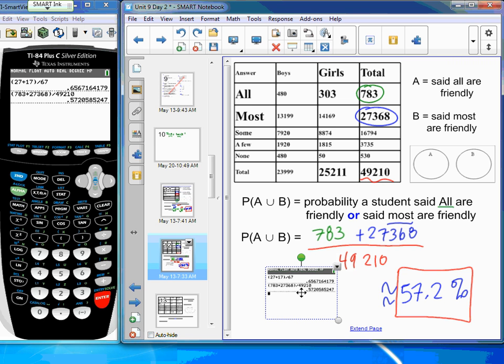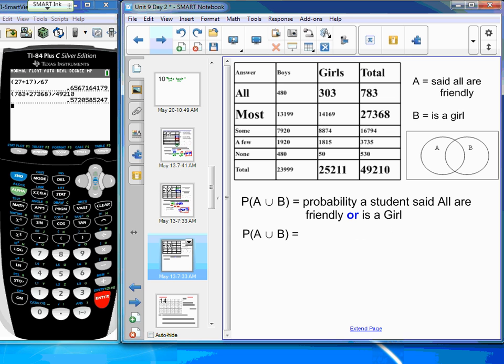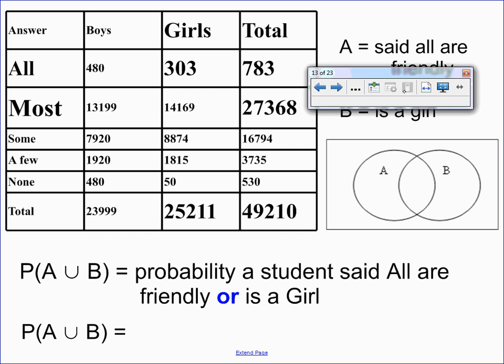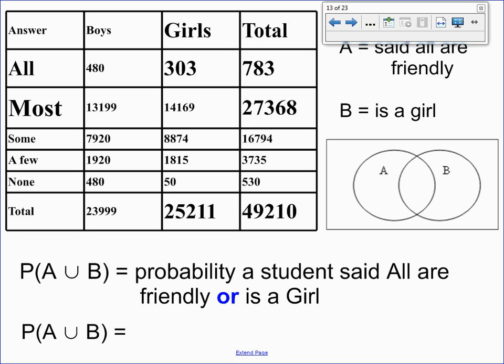All right. So we've seen how our shoe data, for shoes you wore today, and selecting few versus most versus all are mutually exclusive events. Consider the following. What happens if we let event A be said all are friendly, and event B be a randomly selected student is a girl? Are these events mutually exclusive? Well, no, because there could be this overlapping group of students that are girls and said all are friendly. And so we need to account for that in our addition rule.